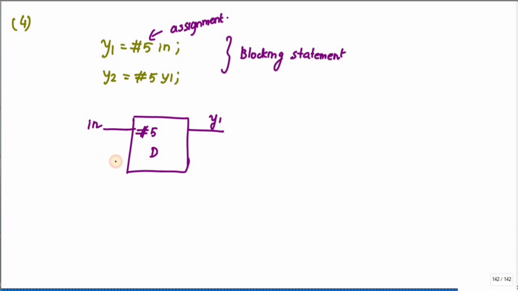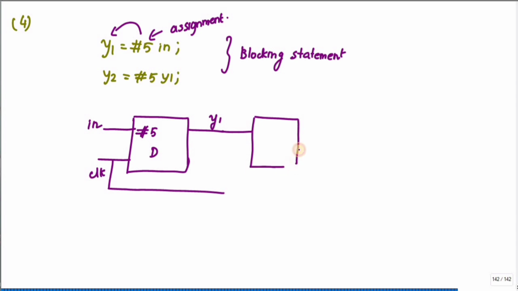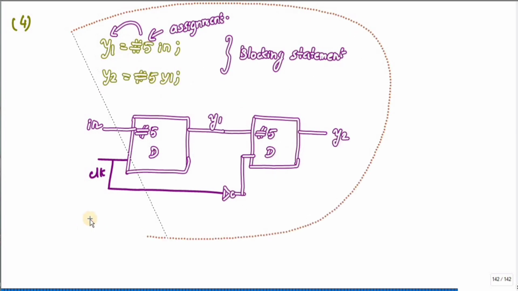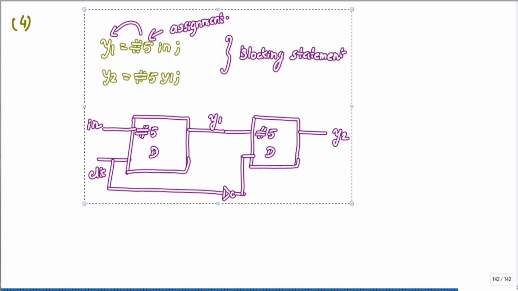And you have a clock, right? And you know that the y1 is assigned to y2 after 5 nanoseconds, right? So there is a difference with this one. Okay, so previous value only it will take, the updated value will not be taken here. So therefore I am going to apply an inverter to the clock. So now whatever the updated value of y1 will be stored in y2. Okay, this is with the help of the blocking statement.